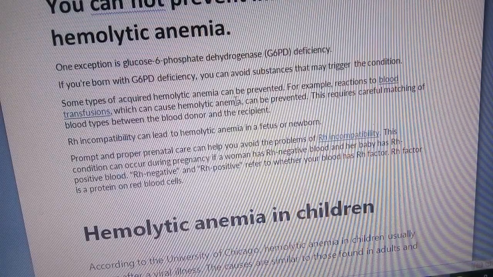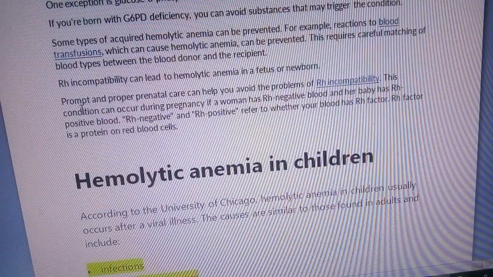Some types of acquired hemolytic anemia can be prevented. For example, a reaction to blood transfusion, which can cause hemolytic anemia, can be prevented. This requires careful matching of blood types between the blood donor and the recipient. Prompt and proper prenatal care can help you avoid the problem of Rh incompatibility. These conditions can occur during pregnancy if a woman has Rh negative blood and her baby has Rh positive blood.